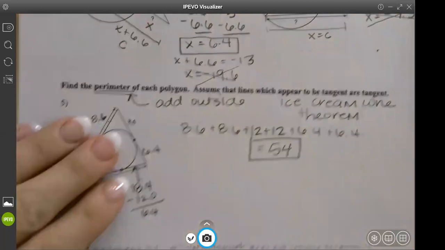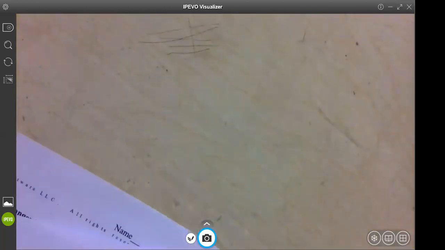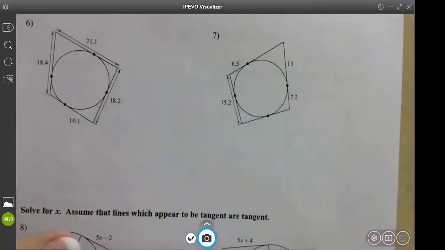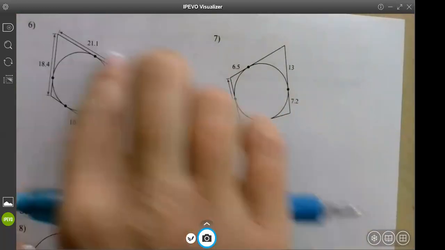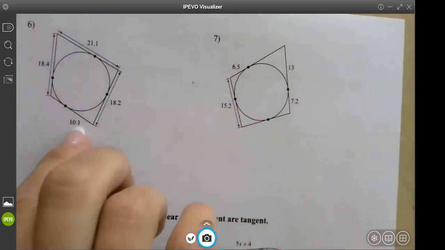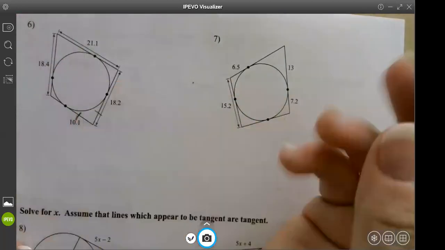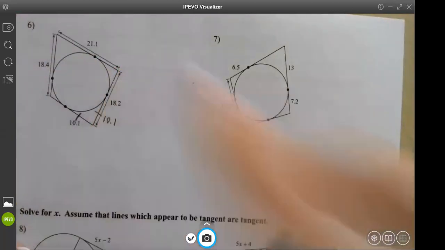Okay, flip it over. Doing the same thing, find a singular side. So what I mean by that is find one of the little parts. This is a total, this is a total, this is a total. So this matches with this little part right here. So what is this side? 10.1. How do I find the other part right there?